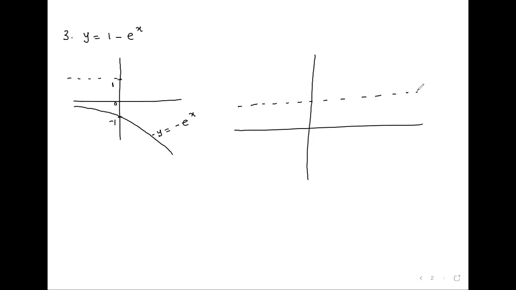And what happens when x is 0? When x is 0, we get e to the power 0 is 1. So y becomes 0. So we have the 0 here as our intercept. So the graph will be of this nature. This is 1. And the graph is y is equal to 1 minus e to the power x.